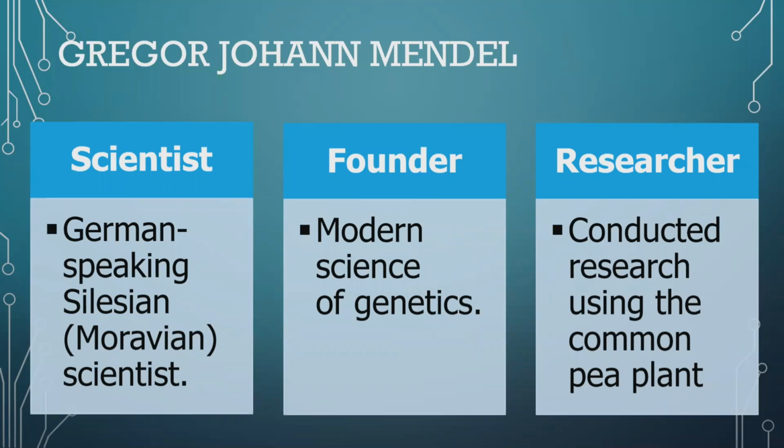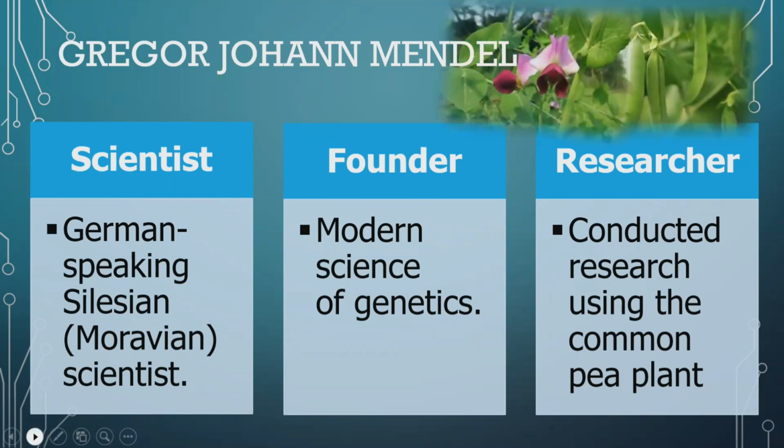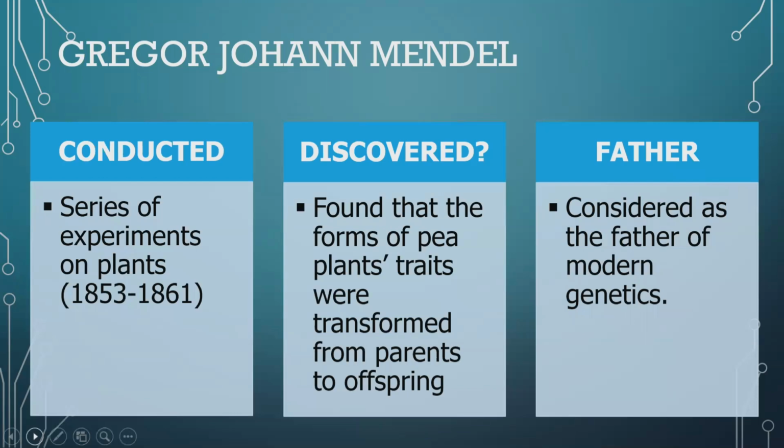This is Gregor Johann Mendel. He was a German-speaking Silesian or Moravian scientist, founder of the modern science of genetics. He did research using the common pea plant. He conducted a series of experiments on plants from 1853 to 1861. He found that the forms of pea plant traits were transmitted from parents to offspring, and he was considered the father of modern genetics.